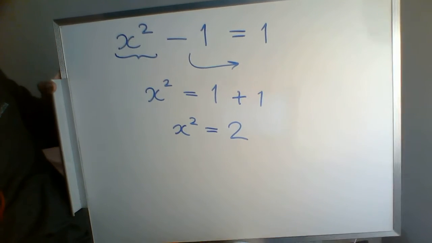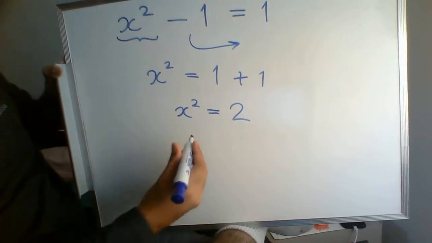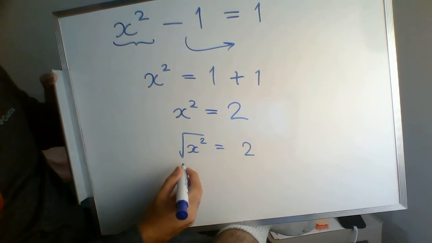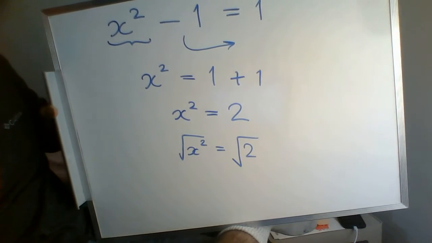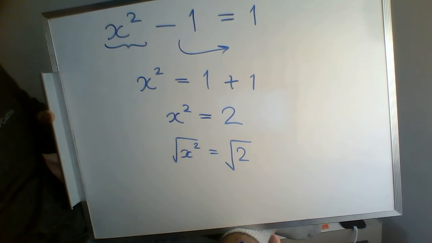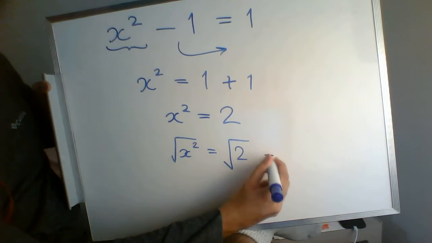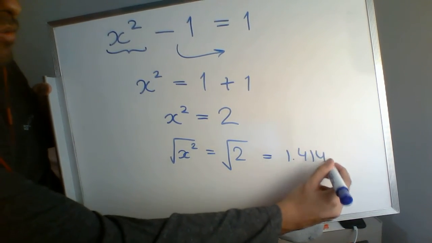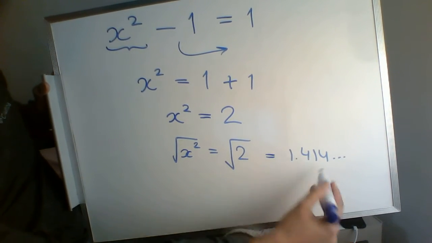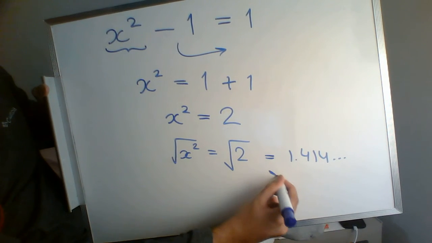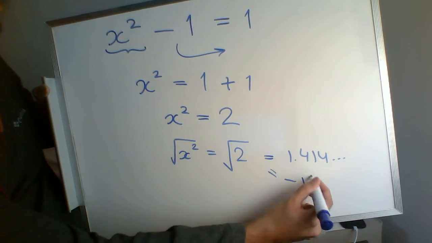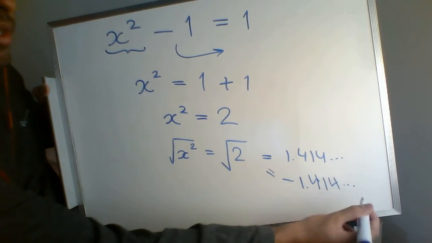Now here's the problem. In order to get just x, I need to take the square root of both sides. So I'll write this down as an extra step. The square root of x squared is going to equal the square root of 2. Now the problem is the square root of 2 is not a very nice number. It's like 1.414 something something something. So that's not very helpful, right? But here's the problem. It could be 1.414 something something, or it could be negative 1.414 something something something, right?